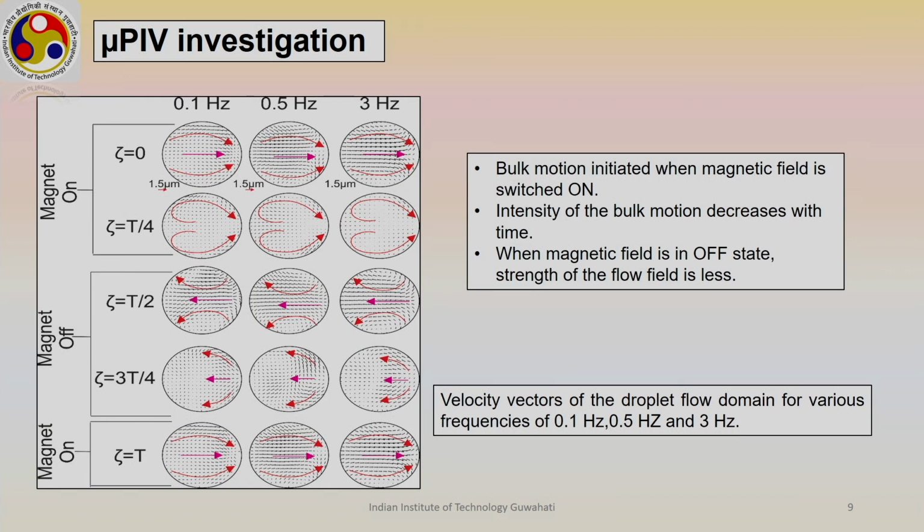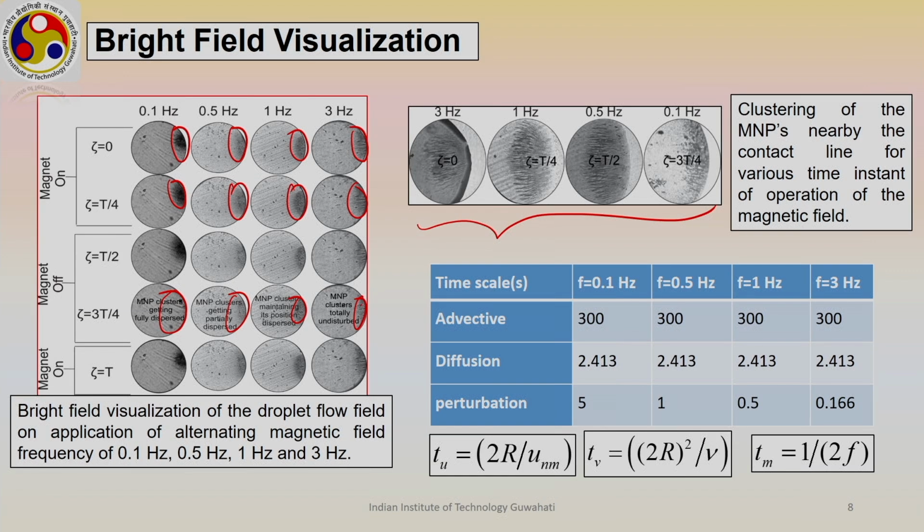So, we have seen that particles are moving, and that is what our intuition was, and we have verified it using the bright field visualization technique. Particles will be moving, they will be deposited at the periphery during the on cycle, and when the magnet is taken into the off cycle, the deposited particles will be dispersed, and the zone will be free.